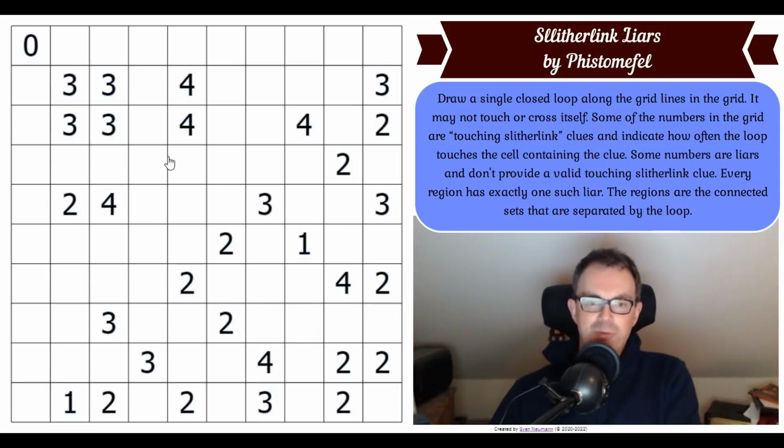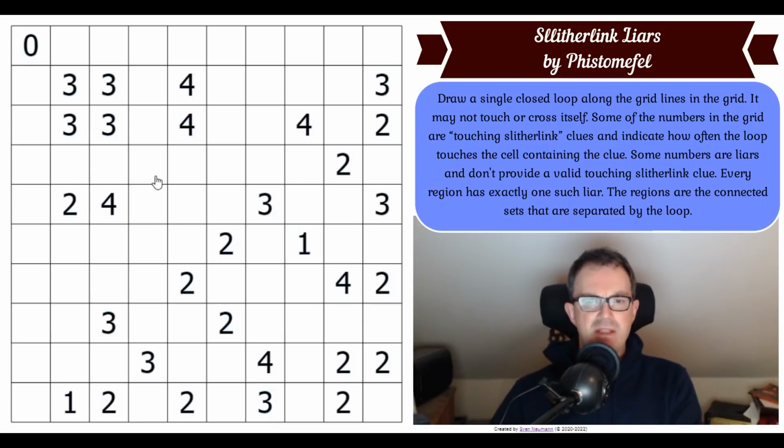Anyway, what do we have to do? We have to draw a single closed loop along the grid lines in the grid. It may not touch or cross itself. Some of the numbers in the grid are touching Slitherlink clues and indicate how often the loop touches the cell containing the clue. Now that is the weird bit of this.